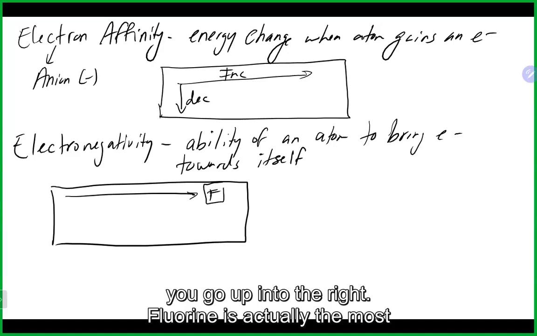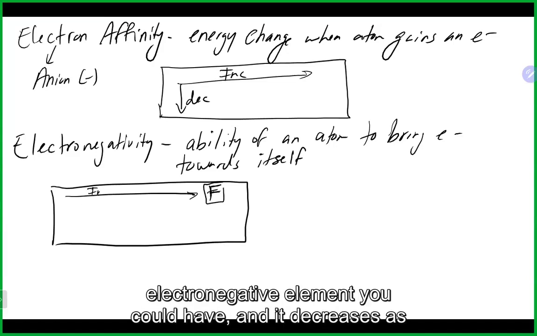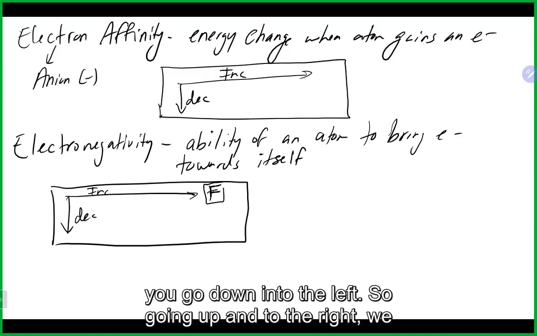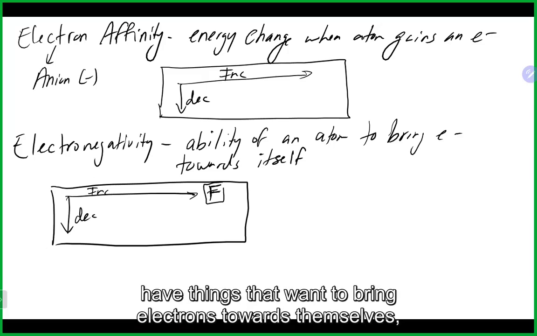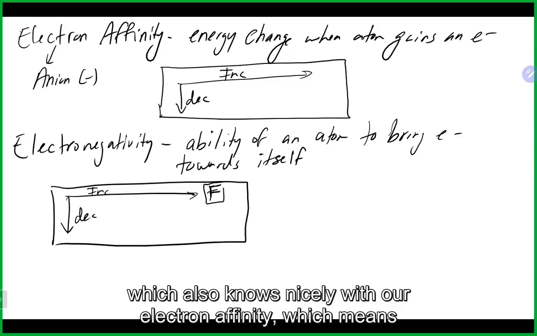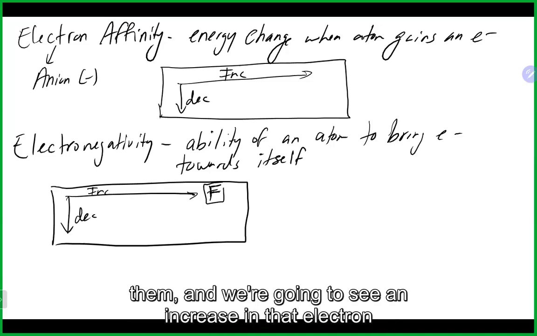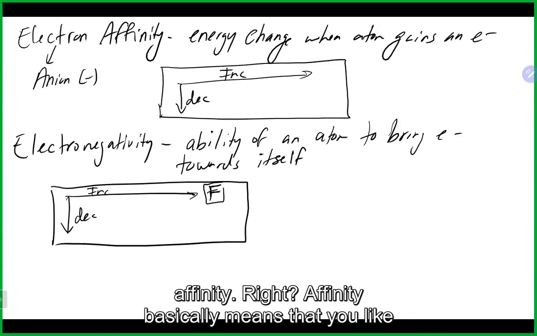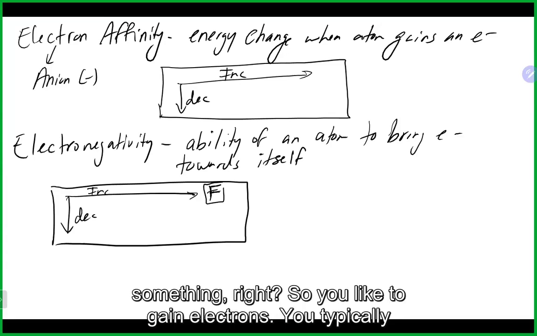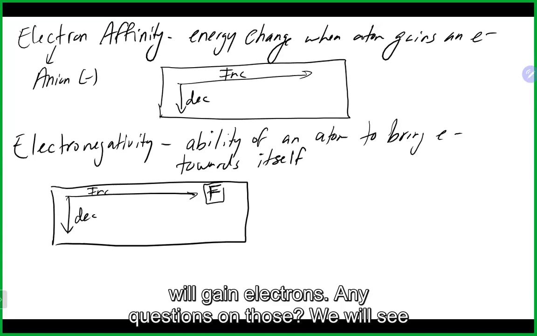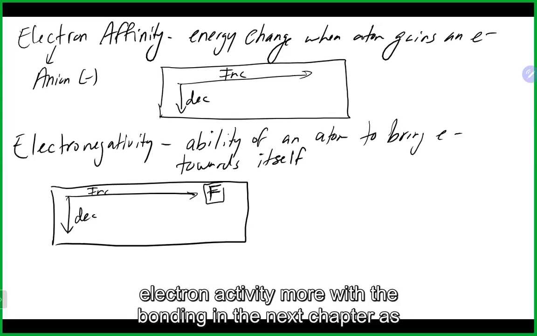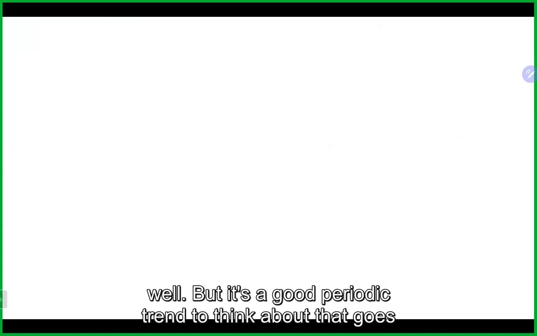Fluorine is actually the most electronegative element you could have, and it decreases as you go down and to the left. So going up and to the right, we have things that want to bring electrons towards themselves, which also goes nicely with our electron affinity, which means if they're going to bring electrons towards themselves, they're probably going to gain them. And we're going to see an increase in that electron affinity, right? Affinity basically means that you like something, right? So you like to gain electrons, you typically will gain electrons. Any questions on those? We will see electronegativity more with the bonding in the next chapter as well. But it's a good periodic trend to think about.